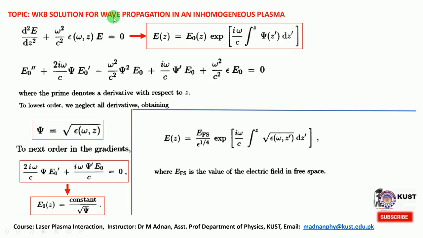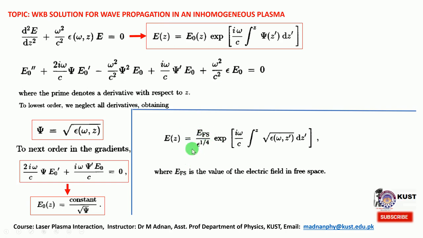So since the electromagnetic wave propagates through plasma, if you see the profile of that electric field, or we can say the electromagnetic wave, it changes from the value of the free space by an amount epsilon^(1/4) in the denominator. Now we need to see some of the consequences of these results, which are obtained from the propagation of an electromagnetic wave in homogeneous plasma.